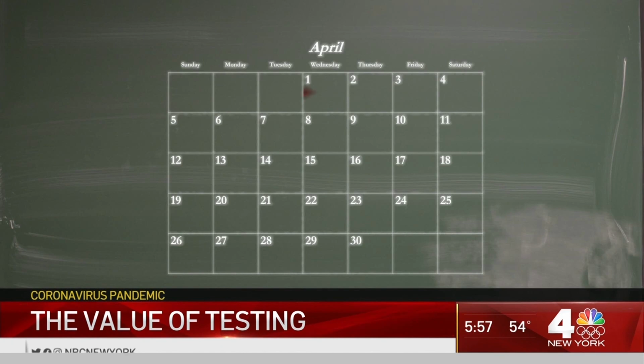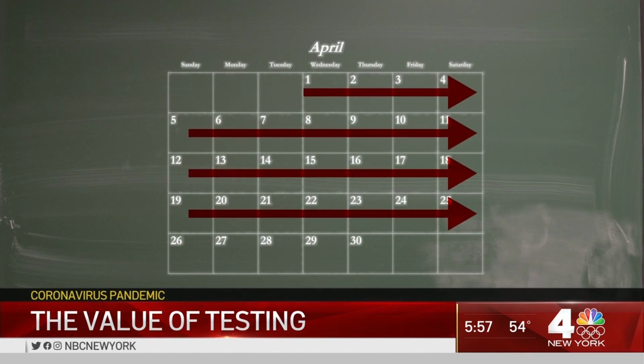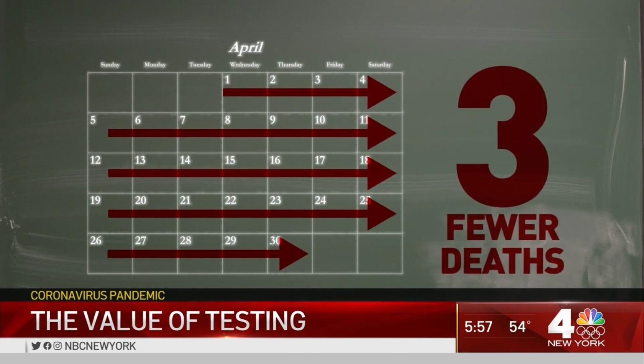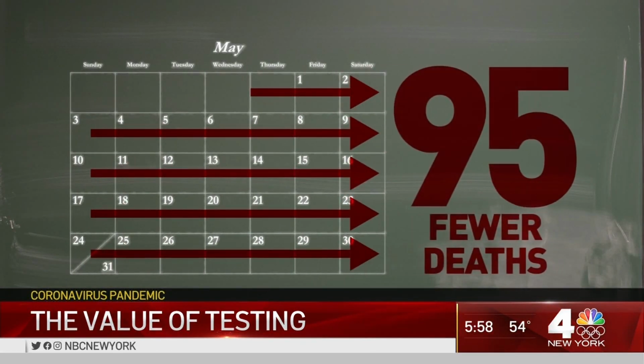But what if we could go back in time to March 17th, erase that 5,000 number, and replace it with 4,999? We've now just isolated that one infected person. The theoretical result of removing just that one infected person would mean by the end of April, you would prevent or delay 3 deaths. And by the end of May, removing that one person from the equation would prevent or delay 95 deaths.